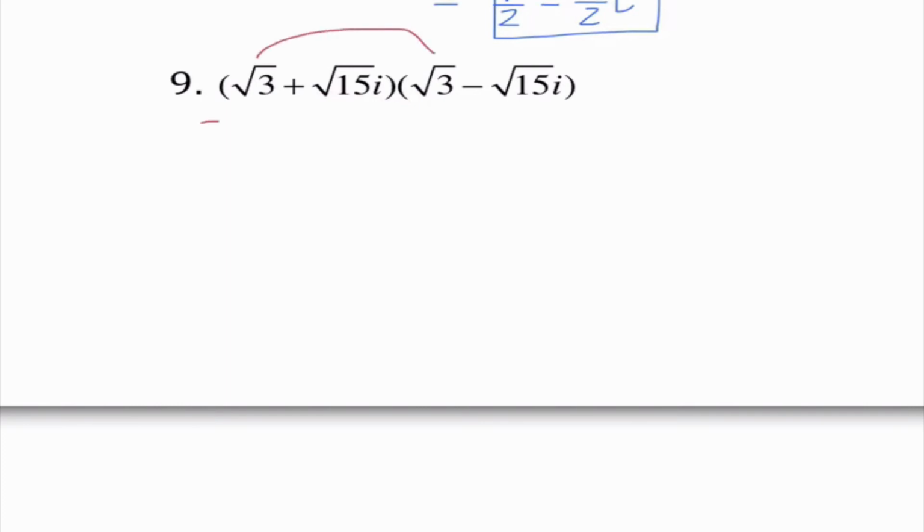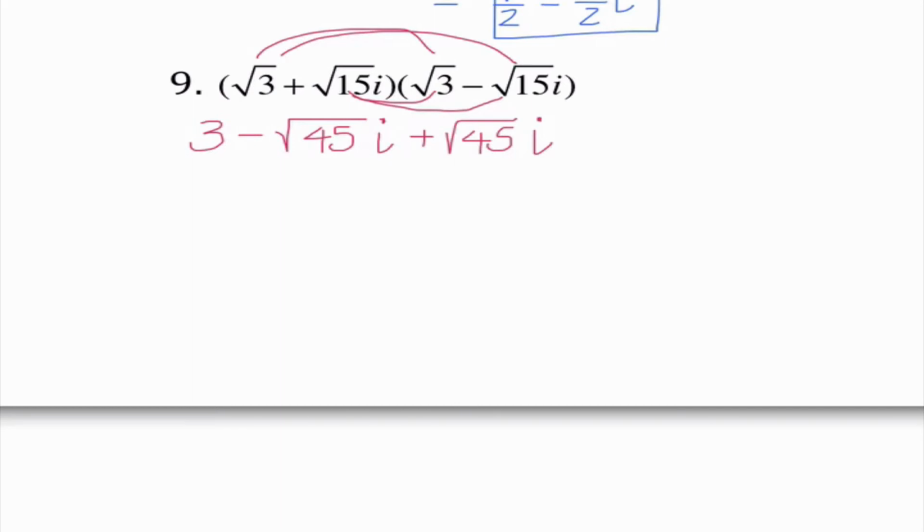Radical 3 times radical 3 is 3. Radical 3 times negative radical 15i becomes minus the square root of 45i. And yes, we could simplify that further, but I'm going to wait until the end to do that. My inside terms, I get plus the square root of 45i. And then lastly, when I have radical 15i times negative radical 15i, I get minus 15, because that's radical 15 times radical 15. And then i times i is i squared.